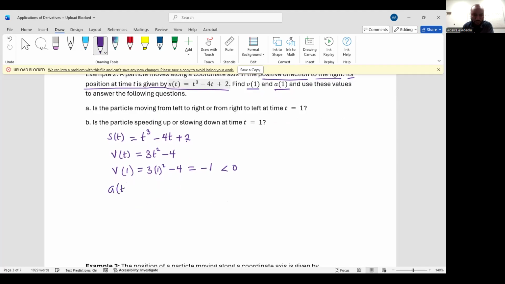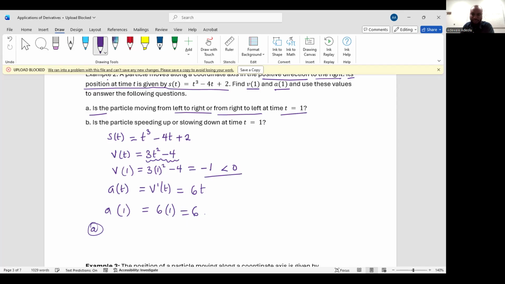a of t is 6t. That is, I need to take the derivative of the velocity, which is 6t. So at that instant of time, what is happening? 6 times 1. So that is 6. Now let us answer this question. A, is the particle moving from left to right or from right to left at time t equals 1?